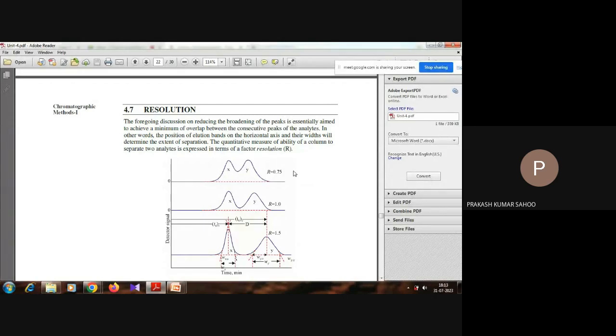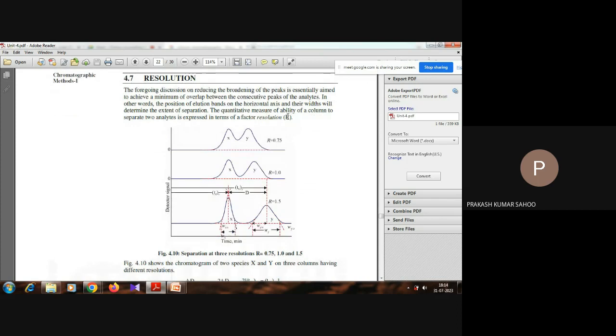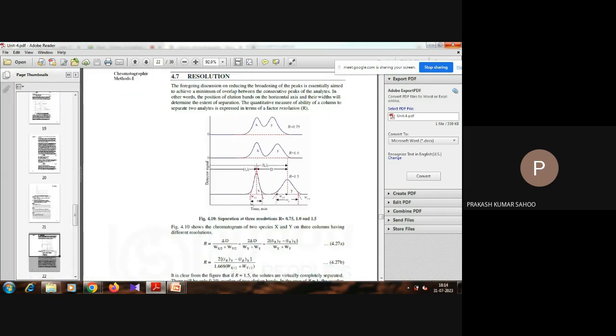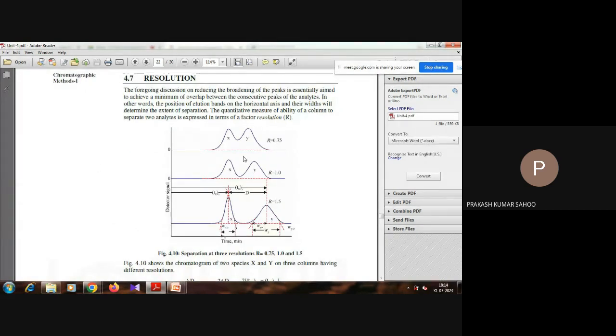Then we have resolution. This is one important thing in your chromatography. The foregoing discussion on reducing the broadening of the peak is essential. The aim is to achieve a minimum overlap between consecutive peaks of the analyte. In other words, the position of elution bands on a horizontal axis and their width will determine the extent of separation. The quantitative measurement of the ability of a column to separate two analytes is expressed in a factor known as resolution. This is a quantitative factor which is very much responsible for separating the analytes or constituents from their mixture. The factor is known as the resolution factor.